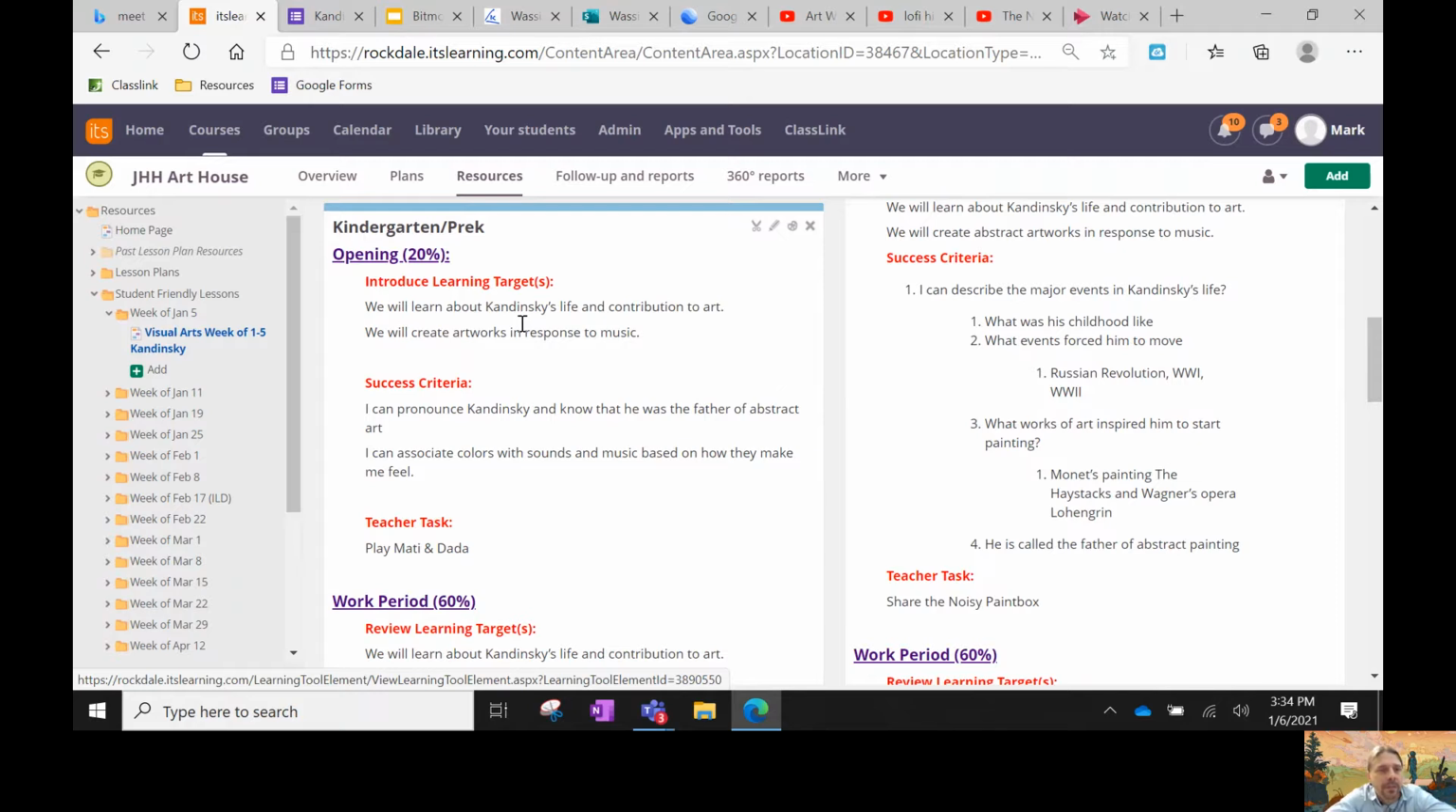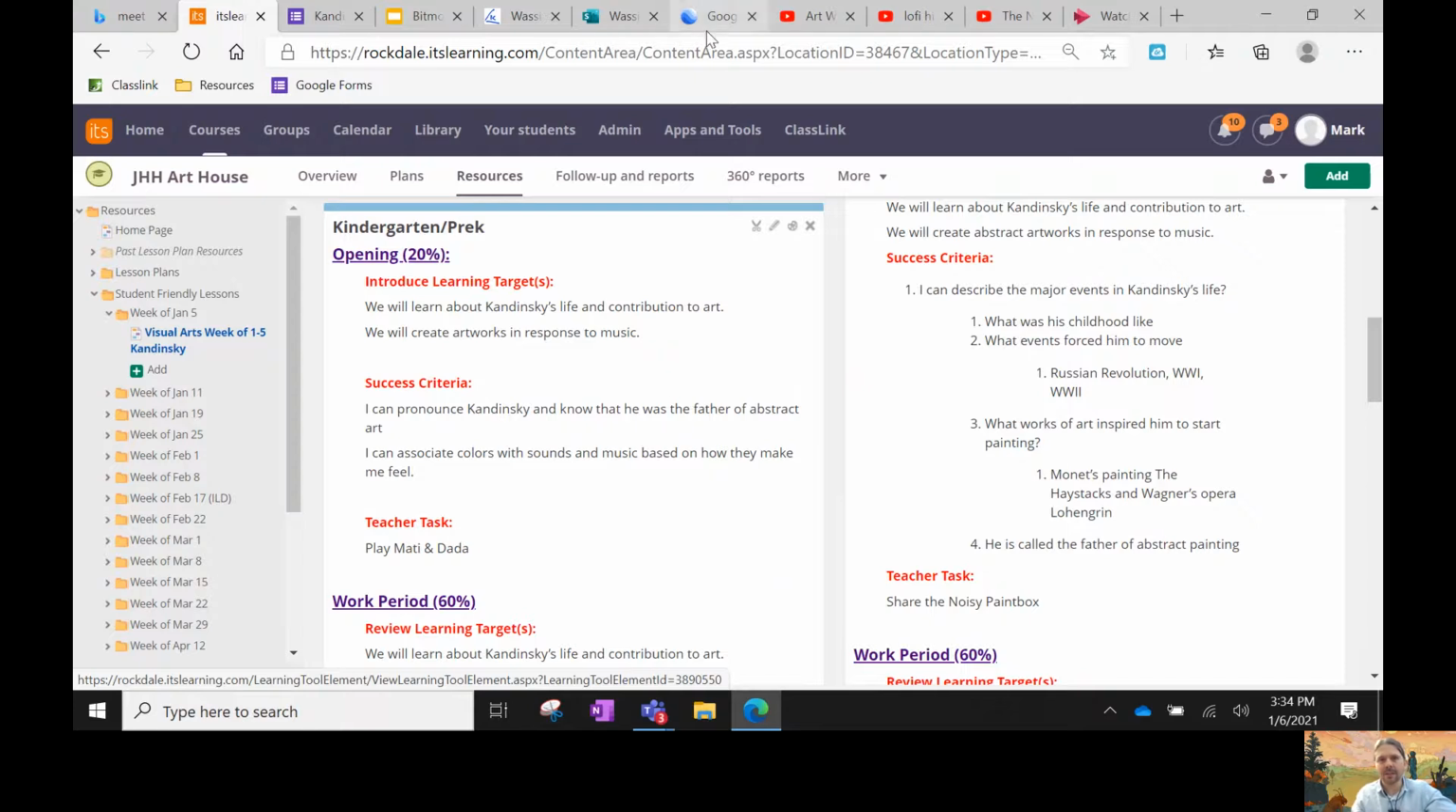Our learning targets are that we're going to be learning about Kandinsky's life and contribution to art, and we'll be creating artworks in response to music. You'll know that you succeeded when you can pronounce his name, Vasily Kandinsky, and when you know that he's the father of abstract art. The other thing we're going to do is learn to associate colors with sounds and music based on how they make you feel.